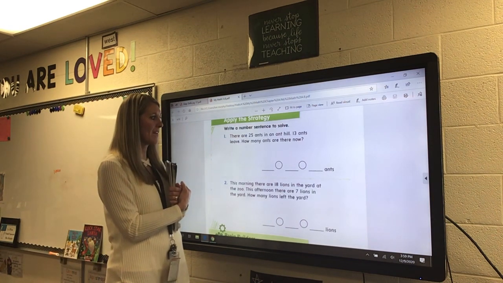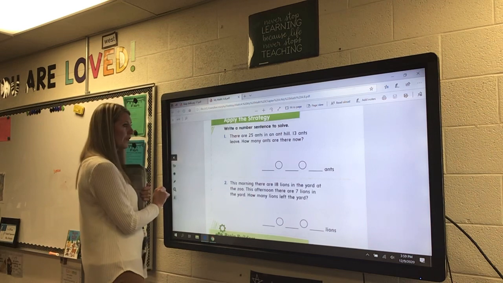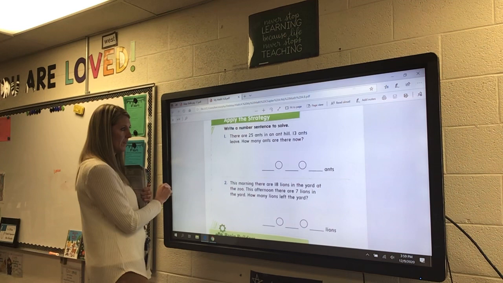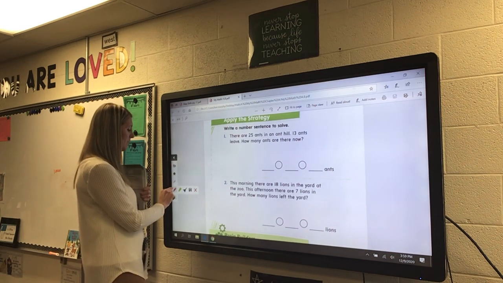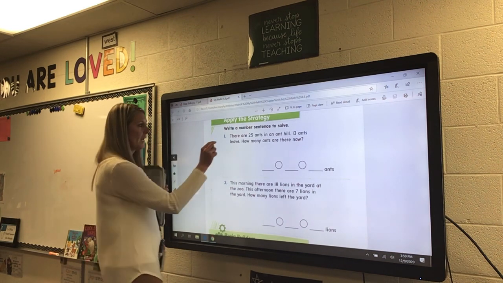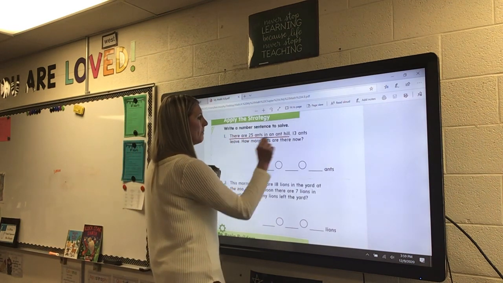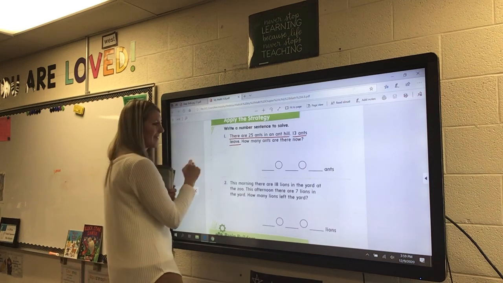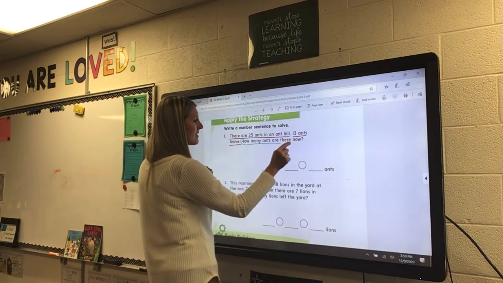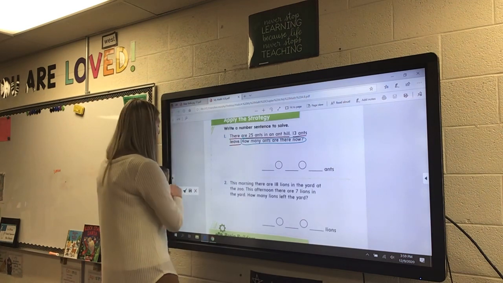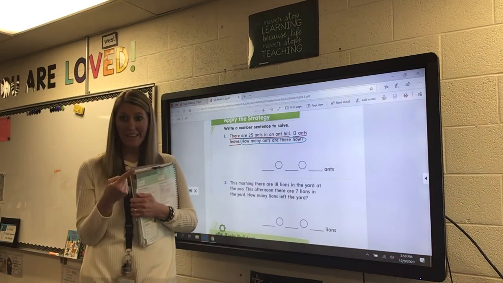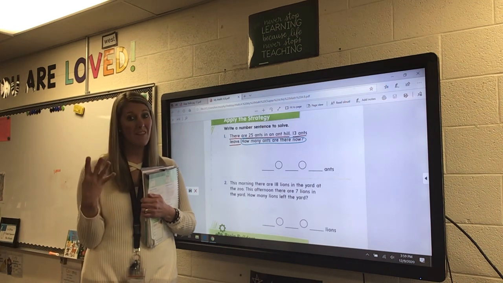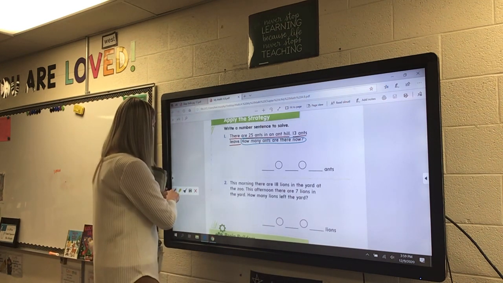There are 25 ants in an anthill. 13 ants leave. How many ants are there now? So I am going to underline what I know. There are 25 ants in an anthill. 13 ants leave. So my question, that I'm trying to find out, is how many ants are there now? Let's plan this. I can act it out, I can find a pattern, I could draw it, or I can find a number sentence. I think I need to find a number sentence.